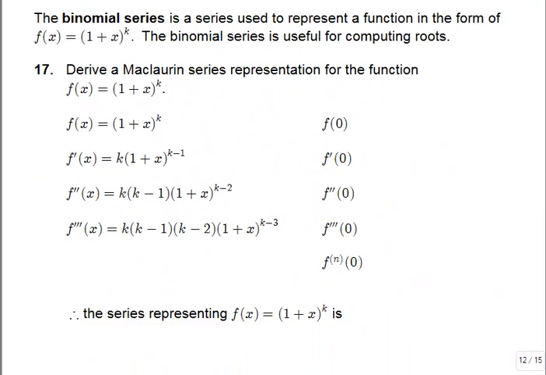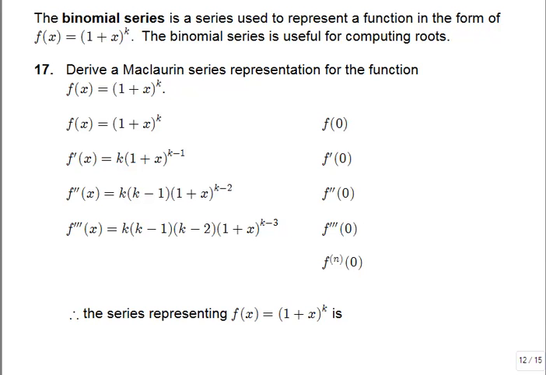Alright, what we're going to finish up with here is something called a binomial series. A binomial series is a series used to represent a function in the form of 1 plus x to the k. So it's taking something and raising it to an integer power, and it's useful for computing roots. And we'll see an example of this in a little bit.